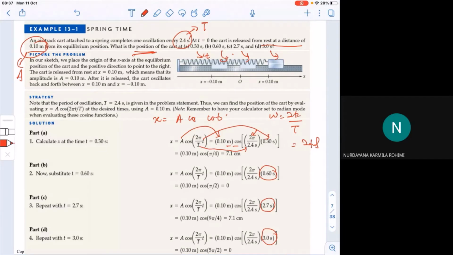Okay, but how come from this part they can get pi over 4? They have multiplied with 2.4 and with 0.3, and simplified it to get pi over 4, pi over 2, 9 pi over 4, and 5 pi over 2. And of course, look carefully, how come they get 7.1 centimeters? If you convert it to meters, the answer is 0.071 meters. How can they get 0.071 meters using this equation? The answer is whatever happens on the cos part.